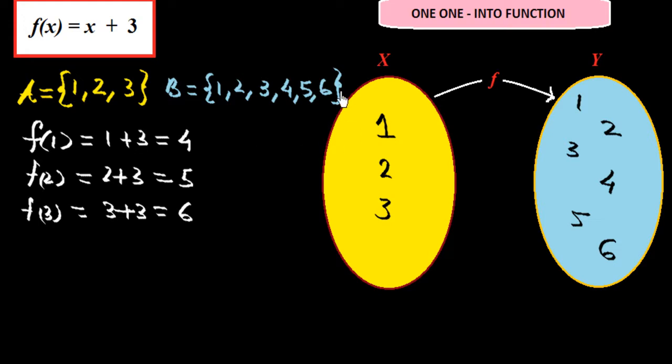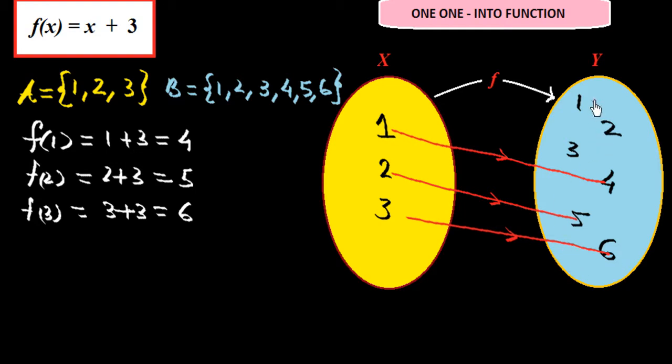For 1, we are taking 4. So 1, we have 4. For 2, we have 5, and 3, we have 6. So here, as per the definition, every element of set A is associated to the element of set B. Every element of set A is uniquely associated to the element of set B.